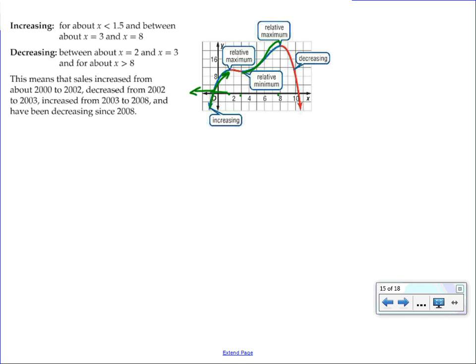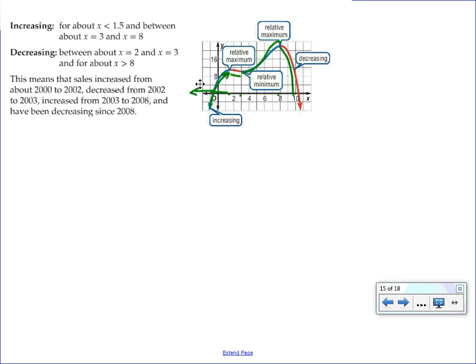It's decreasing between here and here, right? Between 2 and 3 approximately. When x is 2 and x is 3, it's decreasing. And then it decreases again after 8.